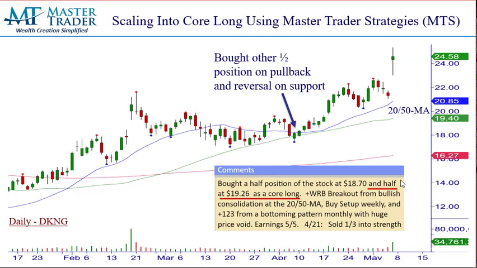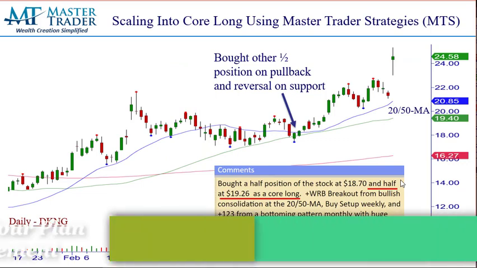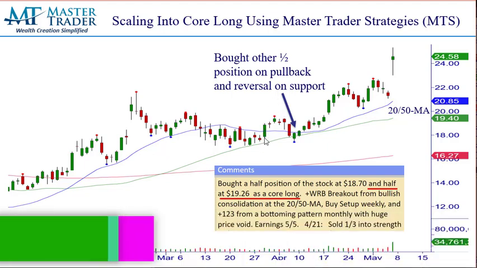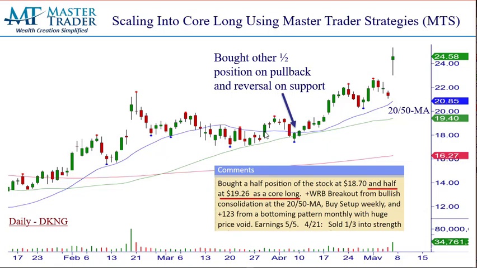Now let's go back to management. We're in the trade as a core long. So we bought half of the position on this wide range bar. Go back and look at the other slide. And we only did a half because we were looking for another entry for another half. This is the other half right here.